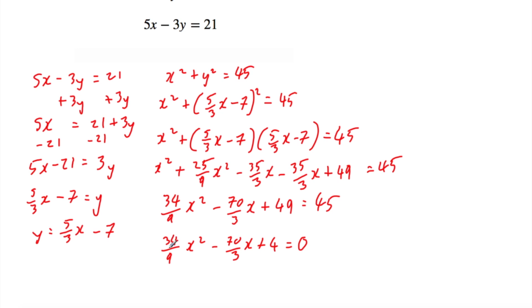Because this says 34 divided by 9. So if I times everything by 9, I can get rid of this 9 on the denominator here. 9 is also divisible by 3, so I get rid of this, and so on. So I'm going to multiply everything through by 9. You can do it in your calculator.